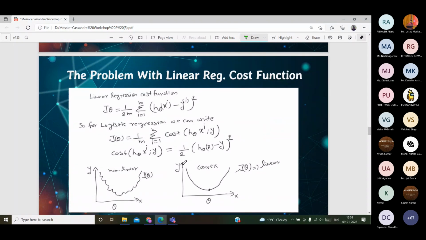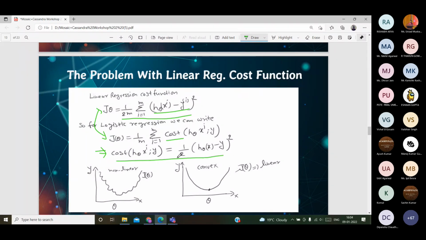So first let us see what is the problem with the linear regression cost function. The cost function was this: 1 upon 2m. Let us replace this with cost of h theta x comma y, and now equate these two, this one and this one. So what happens, it gives this equation: for a particular xi, the cost is equal to half of (h theta minus y) whole square.